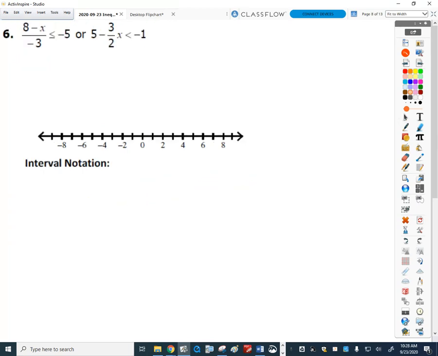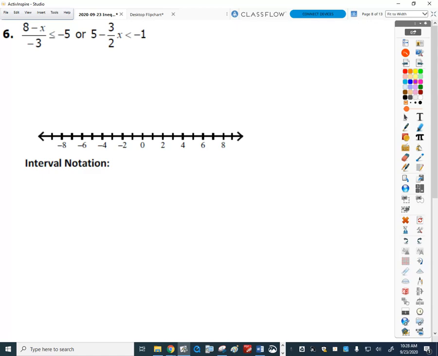Okay, let's look at this one real quick. We got another OR inequality. What are the steps to isolate x for our first inequality? What do I do first? Multiply by -3. Okay, now if I multiply by a negative, what do I have to remember to do? Flip the sign. Okay, good.